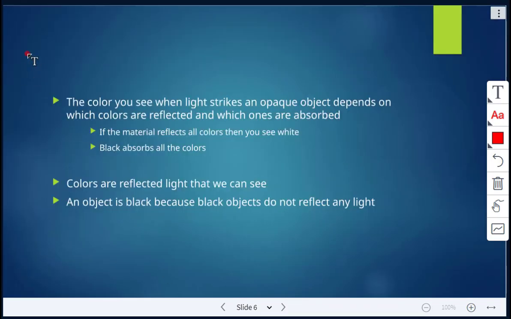So the color you see when light strikes an opaque object depends on which colors are reflected and which ones are absorbed. If the material reflects all the colors, then we are going to see white. If it absorbs all the colors, then we will see black. All right, black absorbs all the colors. So colors that we see are reflected light that we can see. And like I said, an object is black because black objects do not reflect any light. They absorb all the colors.